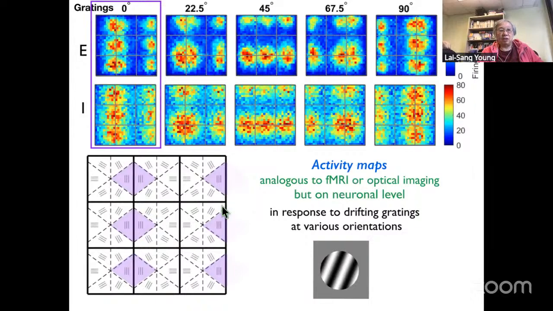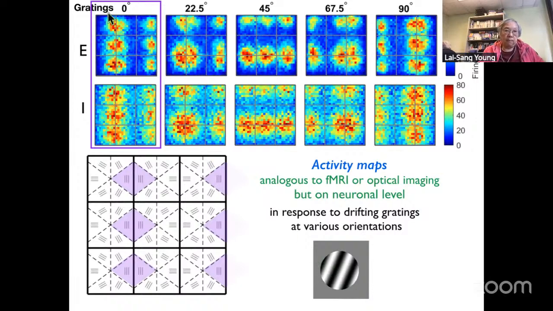And so these pictures are activity maps that are kind of like fMRI or optical imaging, but on a neuronal level. And because it's a model, you can do it to any degree of resolution that you would like, right? So actually, these little squares are about 50 neurons. I've already averaged some of them together. They're on the order of 15 neurons, okay? And this is in response to drifting gratings of different orientations.